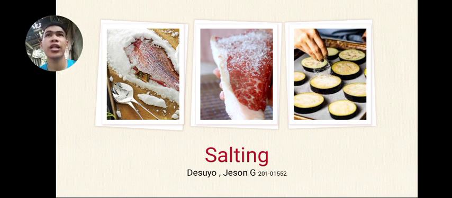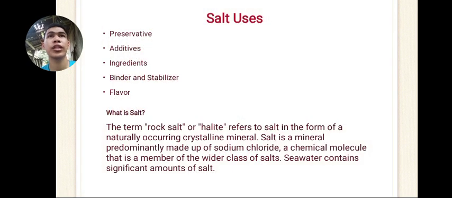Salting is a process which uses salt as the main preservative. So what are the uses of salt? Salt is used as preservative, additives, ingredients, binder, stabilizer and flavor. Mainly salt is used in preservation, as a preservative. It is the main ingredient in doing salting.